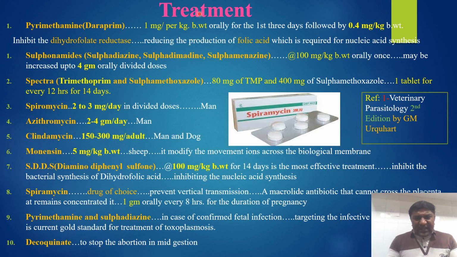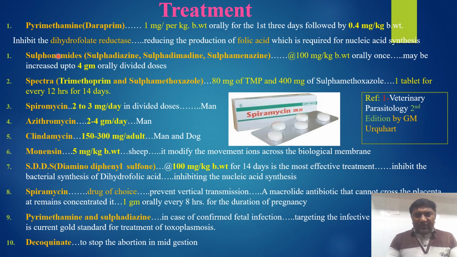Treatment. It is very important: pyrimethamine, daraprim, 1 milligram per kg body weight orally for the first 3 days, followed by 0.4 milligram per kg body weight. Its mechanism of action is that it inhibits dihydrofolate reductase, which reduces the production of folic acid, and this folic acid is required for nucleic acid synthesis.